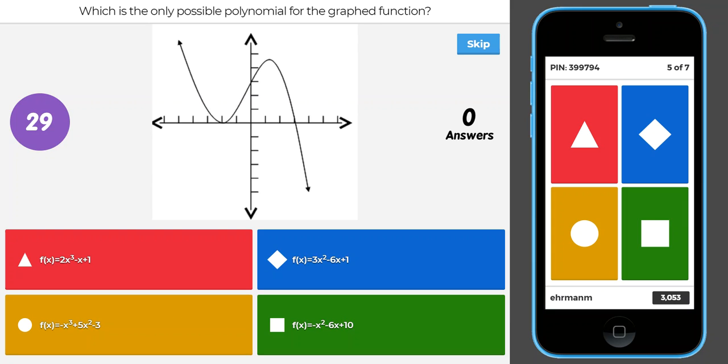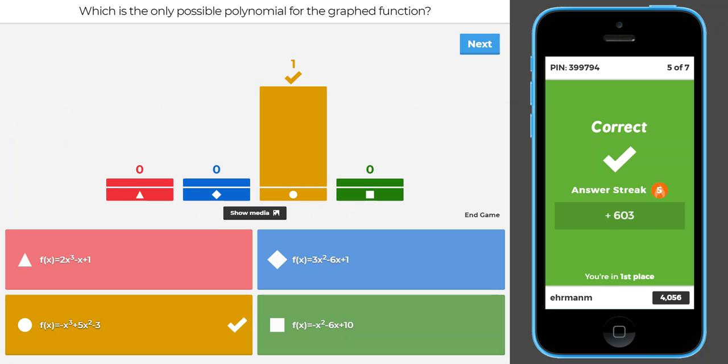Okay, which of the polynomials could be a graph to this? Well, I know that this is a negative leading coefficient because of the downward right arrow, and I know that this is an odd degree because these two tails are pointing in the opposite direction. So with a negative leading coefficient and an odd degree, it looks like the only choice we have is this orange circle, so I'm going to make that one.